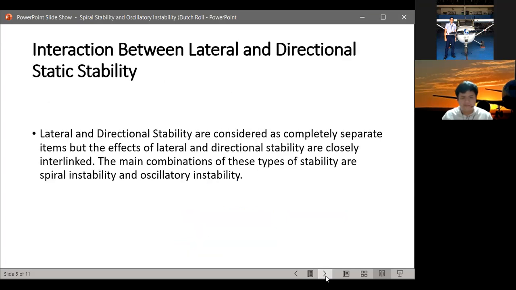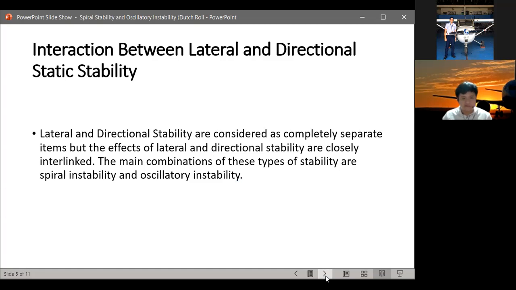So now we can discuss the interaction between lateral and directional static stability. Until now, lateral and directional stability have been considered as completely separate items. However, the effects of lateral and directional stability are so closely interlinked that it is impossible to separate them. A disturbance which initially only involves lateral stability will also involve directional stability at the same time when the aircraft reacts. The main combinations of these types of stability are spiral instability and oscillatory instability.